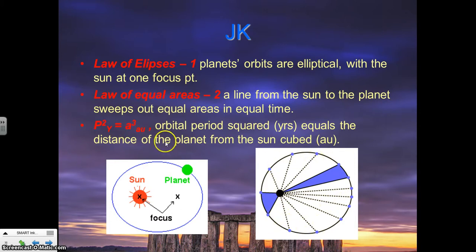And then law 3, P squared equals a cubed, which means the orbital period squared in years equals the distance of the planet from the sun cubed in astronomical units, which is the average distance from the Earth to the Sun, or 93 million miles.